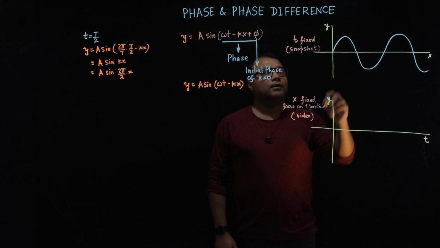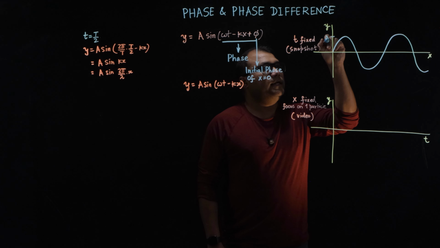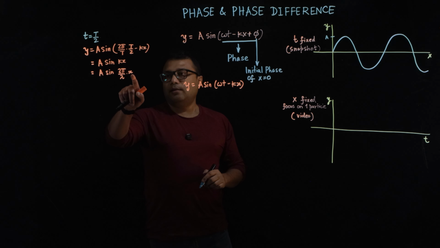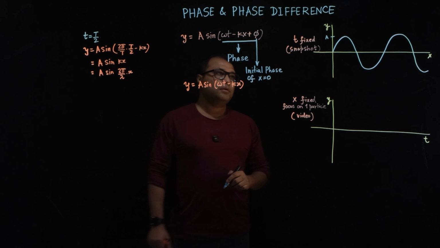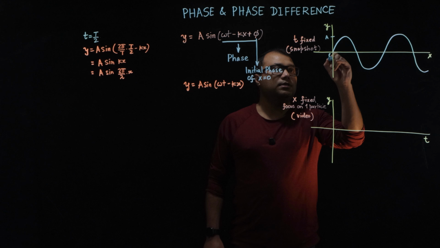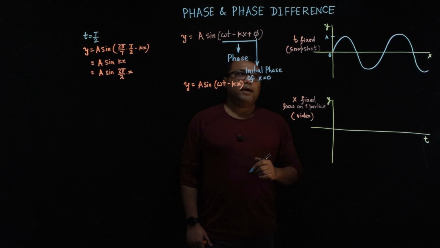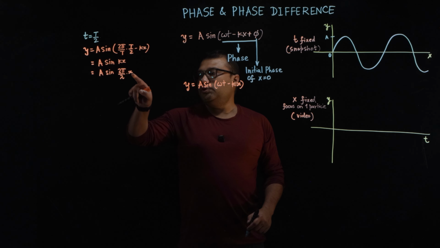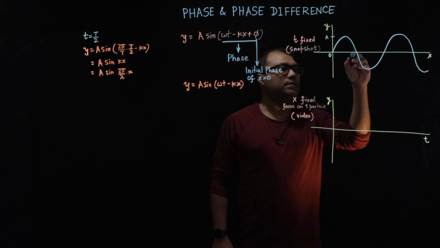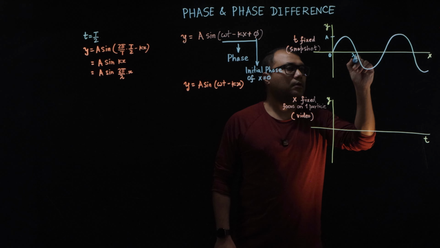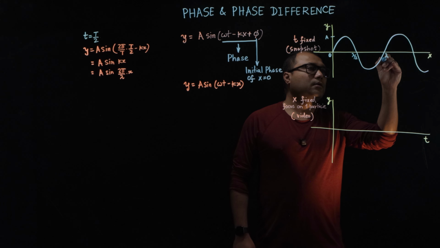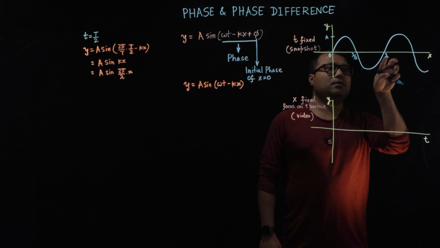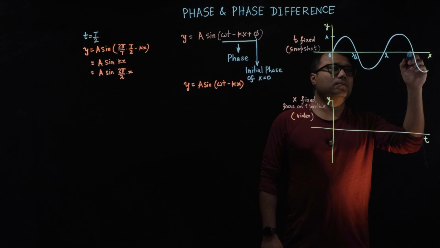Okay. So this maximum amplitude is A. And at x equals 0, it's 0. At what x will this be 0 again? So at lambda by 2, this becomes sine pi. So this is lambda by 2. This is lambda. This is 3 lambda by 2.